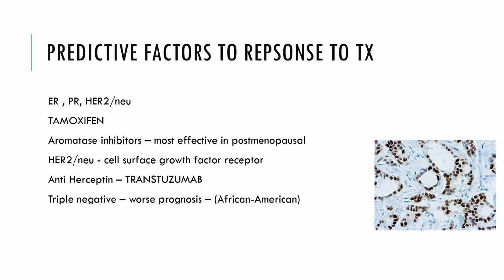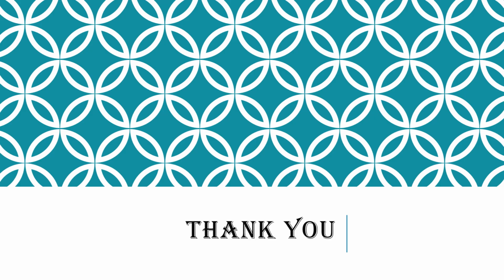What are the predictive factors for response to treatment? The status of the receptor, ER/PR. ER/PR positive tumors have a more favorable prognosis. HER2 neu positive can be given trastuzumab. Tamoxifen is usually given in all patients. Aromatase inhibitors are most effective in postmenopausal women. HER2 is a cell surface growth factor receptor. Anti-Herceptin is trastuzumab. It has a cardiotoxic effect in individuals, and triple negative has a worse prognosis. Again, inflammatory carcinoma has poor prognosis. Okay, these are some of the prognostic indicators. So that's all. Thank you.